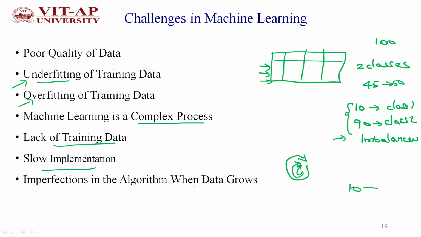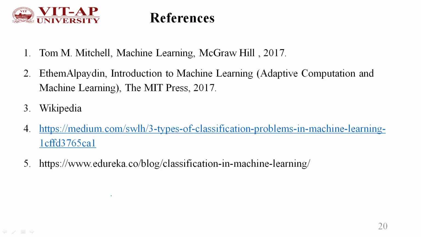Then imperfections in the algorithm when data grows. Suppose we are using image data or video data, when we are increasing the amount of data, then there is the possibility of reducing the accuracy. So these are some of the challenges in machine learning. So with this, the session is over. We have seen classification of algorithms and different types of classifications and the challenges in ML algorithms. Thank you.